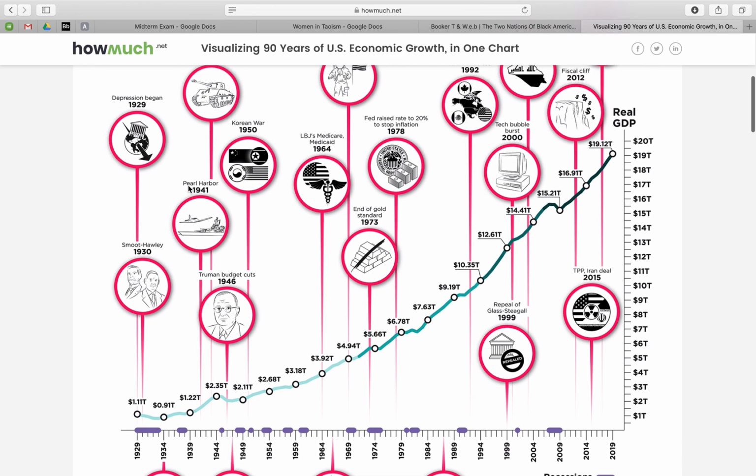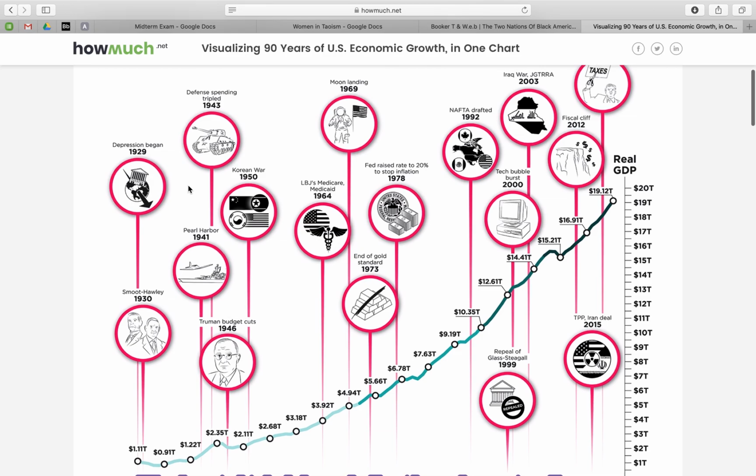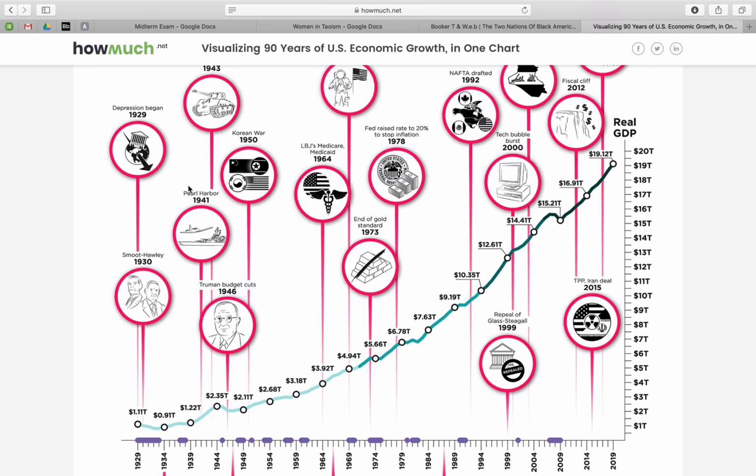Nice. What do you see on the y-axis? Do you know what the y-axis is? Well, I see that it's about real GDP, and the bottom is $1 trillion, and the top is $20 trillion. Wow, that's a lot of money, isn't it? It is a lot of money.